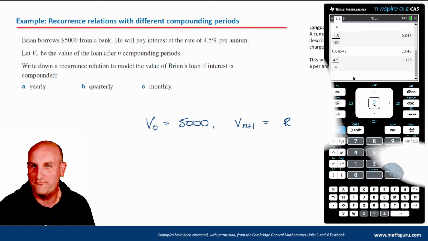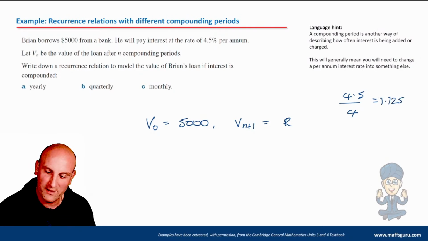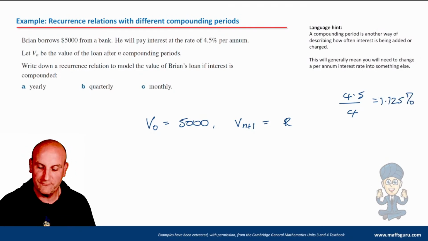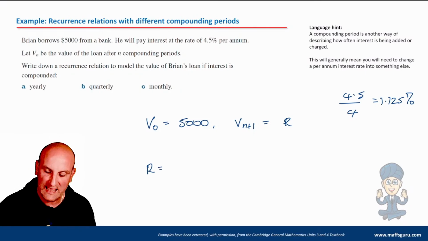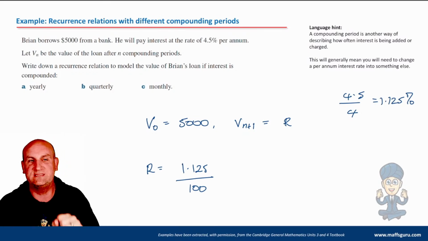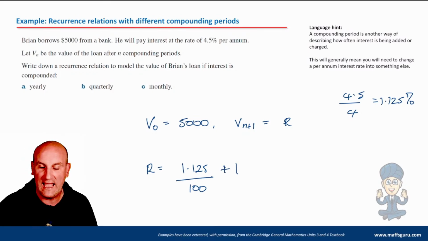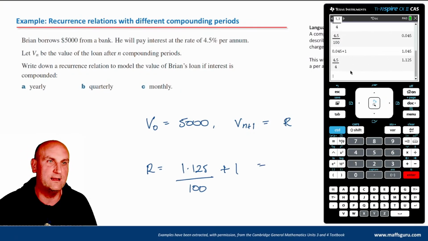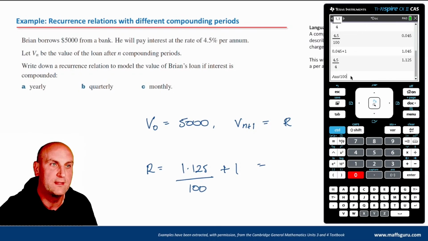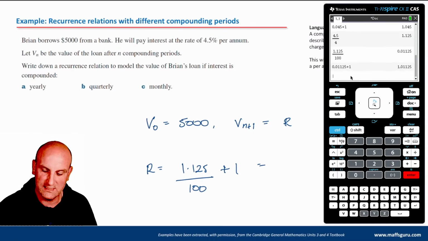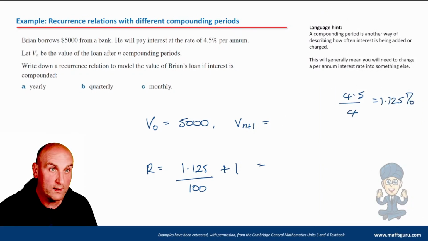So it's 1.125. Now again, that's percent. If I now want to work out my value of R, I have to do 1.125 divided by 100. I have to turn that percentage into a decimal. I'm going to add 1 because I'm increasing. My interest is being added on. So again, fire up my calculator. Let's divide that by 100, and I'm going to add my value of 1. And in which case, I would therefore have that value of R is going to be 1.01125 times Vn.